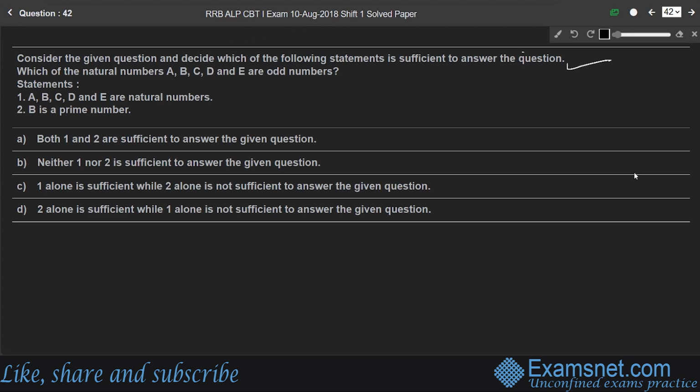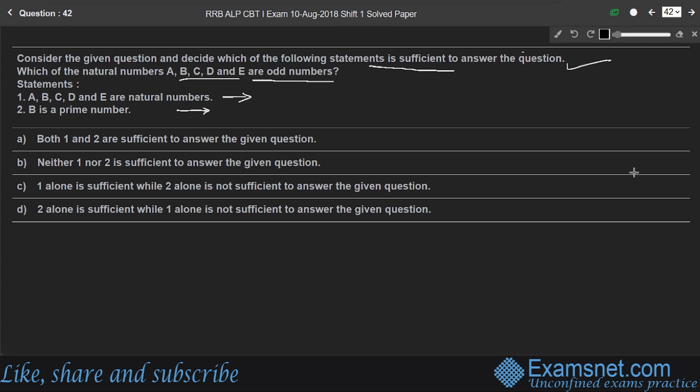Question number 42. Consider the given question and decide which of the following statements is sufficient to answer the question. Which of the natural numbers A, B, C, D, and E are odd numbers? They have given 5 natural numbers A, B, C, D, and E, and they are asking which of the natural numbers are odd numbers. The natural numbers contain both even and odd: 1, 2, 3, 4, and so on. Here there are 2 statements. A, B, C, D, and E are natural numbers.